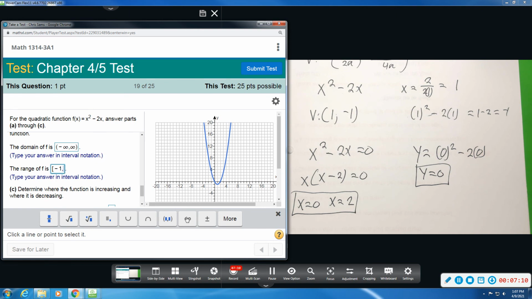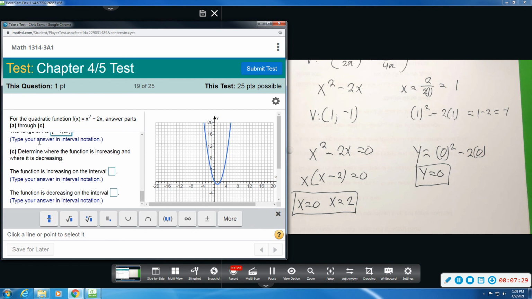So being able to see your parabola, or at least compute the vertex, is what you need to be able to find the range. If you know it's opening up, it goes to positive infinity. If you know it's opening down, and this term was negative, it would be from negative infinity up to that high point. All right, so now we want to determine where the function is increasing or decreasing.